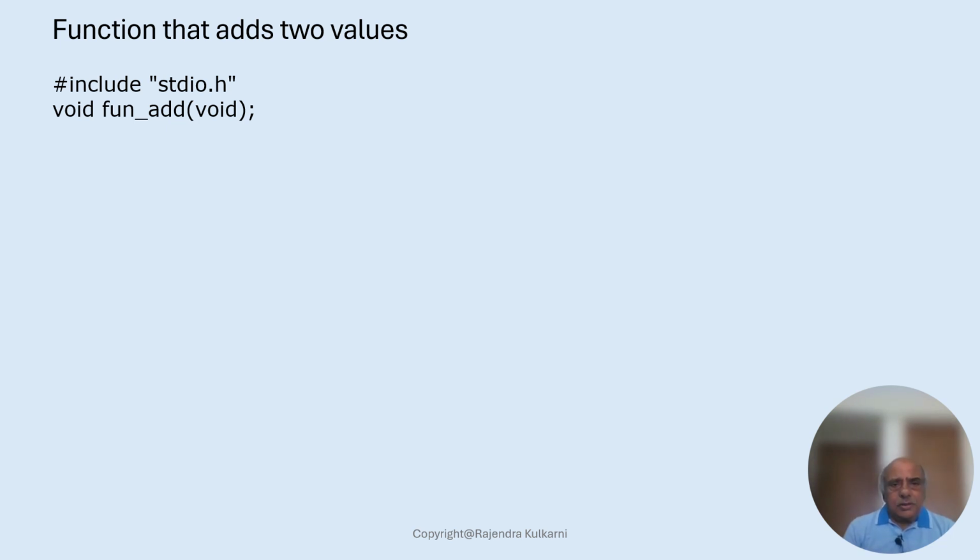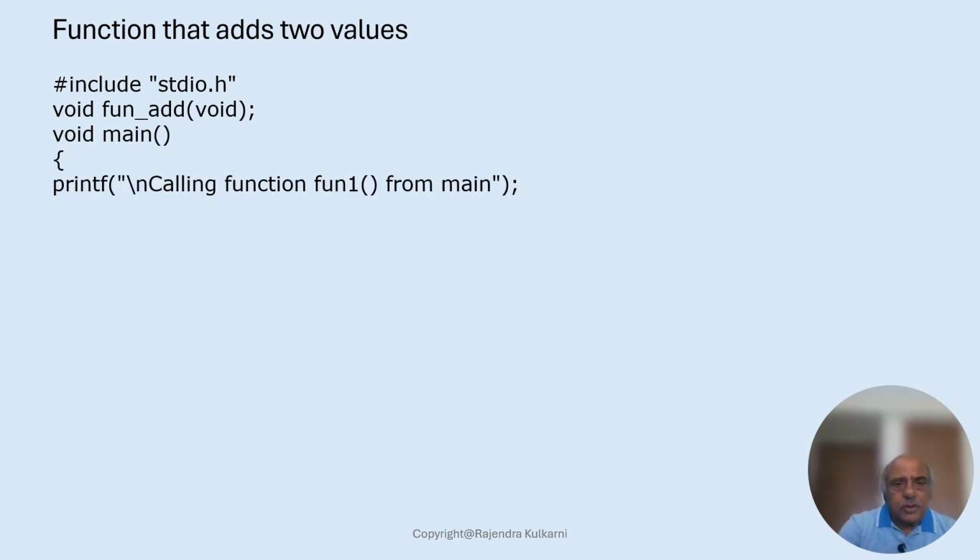Another function, prototype declared void fun_add void. In the main, the first statement is calling function fun1 from main, then we call fun_add, and then another simple statement, printf back to main, and the closing braces of the main.